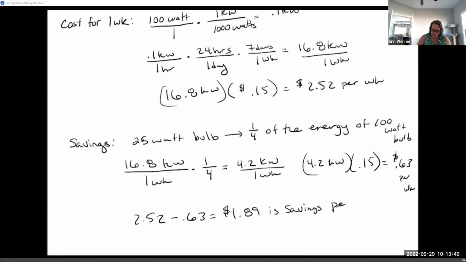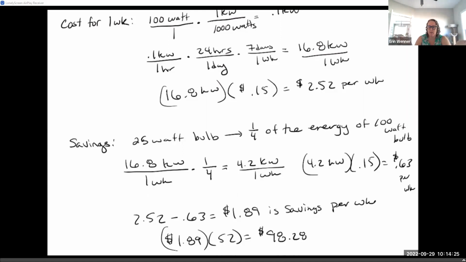per week. So if we take $1.89, we multiply it by 52, that tells us that in a year, by switching out the light bulb, we're going to save $98.28. So in the short term, that doesn't seem like a great savings, you're saving 63 cents or $1.89. But when you add that up over the course of the whole year, it's almost $100, right? That's easily 3 gallons of gas. I'm kidding. But it does add up over the course. So that's why switching to those lower watt bulbs can be helpful.